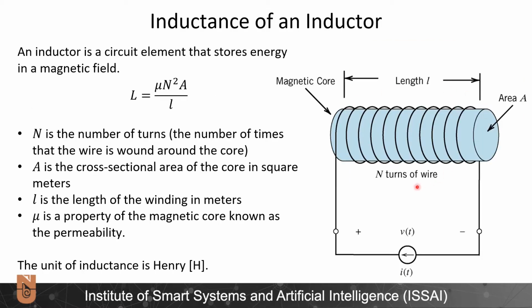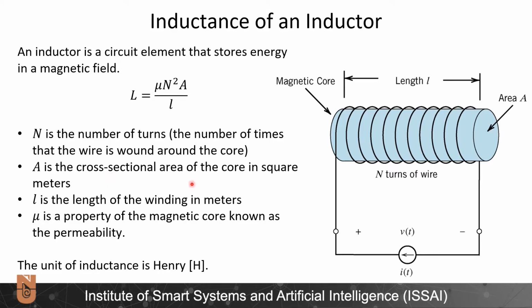Assume we have an inductor consisting of length L with a cross-sectional area of A with N turns of wire and some specific magnetic core from a specific material. Then the inductance value of this inductor is given by mu times N squared times A over L, where N is the number of the turns. And this number is usually very high for some of the inductors. It might be N is equal to 1000.